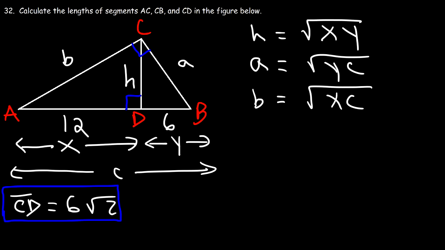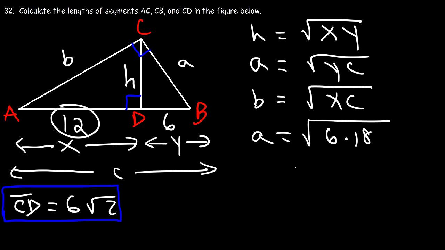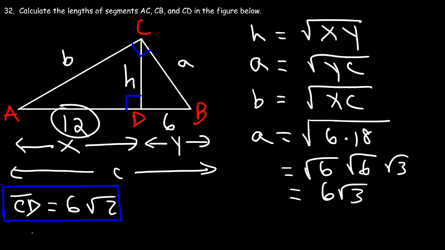Now let's calculate a, segment CB. So a is going to be the square root of y times c. So y is 6, and c is 12 plus 6, or 18. Now, 18 is 6 times 3. And the square root of 6 times the square root of 6 is 6. So a, which is segment CB, that's 6 square root 3.